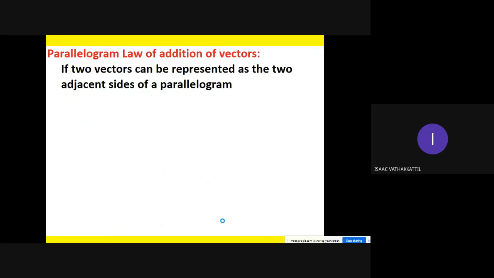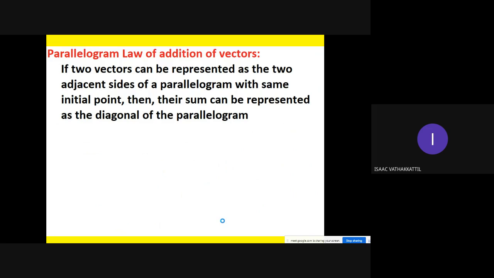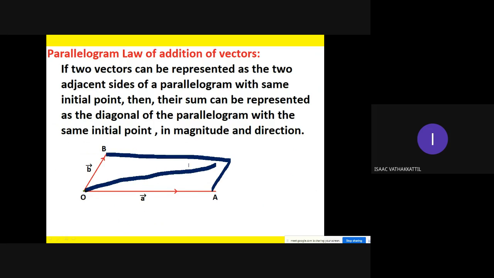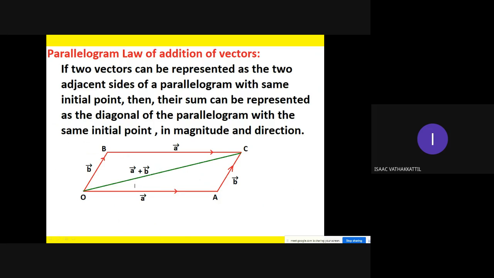Parallelogram law of addition. Parallelogram law, you know it. If two vectors can be represented as two sides of a parallelogram with the same initial point, in magnitude and direction, then their sum will be represented by the diagonal of the parallelogram with the same initial point. This diagonal: if you have vector A and vector B, then this will be A plus B. For A and B, two adjacent sides of a parallelogram, their sum is represented by the diagonal with the same initial point in magnitude and direction.